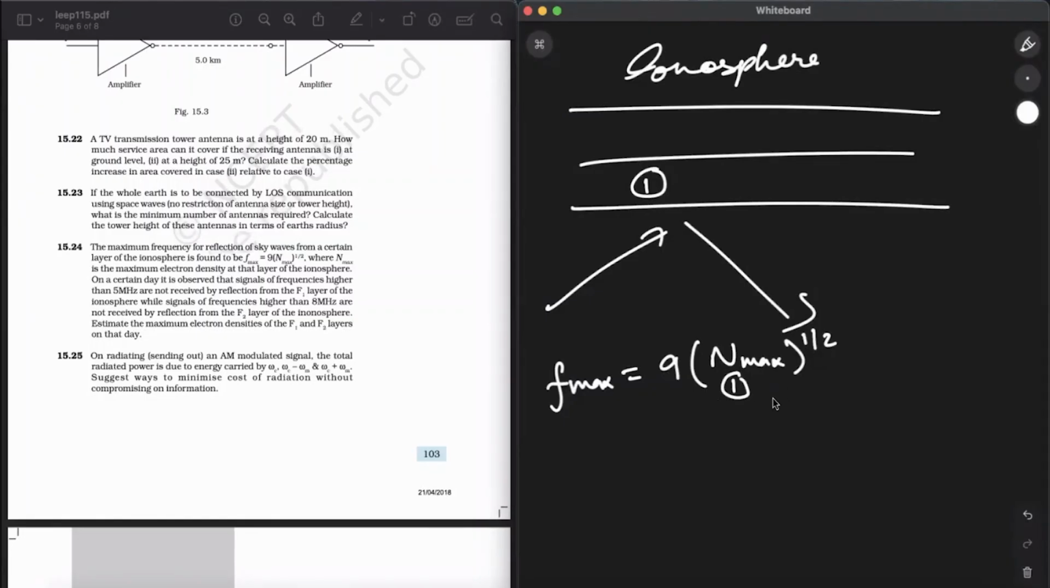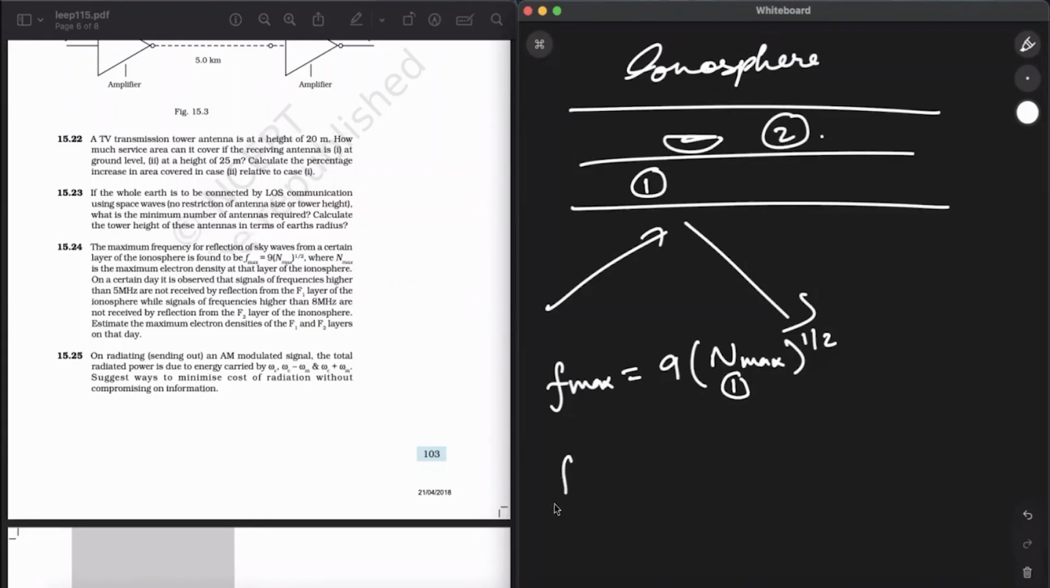Now, on a certain date, it is observed that signals of frequencies higher than 5 MHz are not received by reflection from the F1 layer of the ionosphere, while signals of frequencies higher than 8 MHz are not received by reflection from the F2 layer of the ionosphere. Estimate the maximum electron density of the F1 and F2 layers. Simple question again. You know that for layer 1 and layer 2, what are the maximum frequencies?